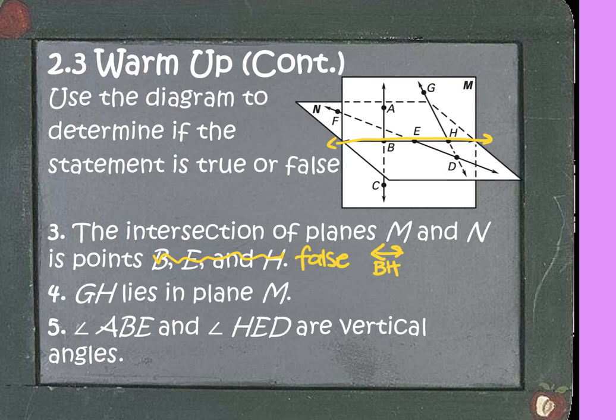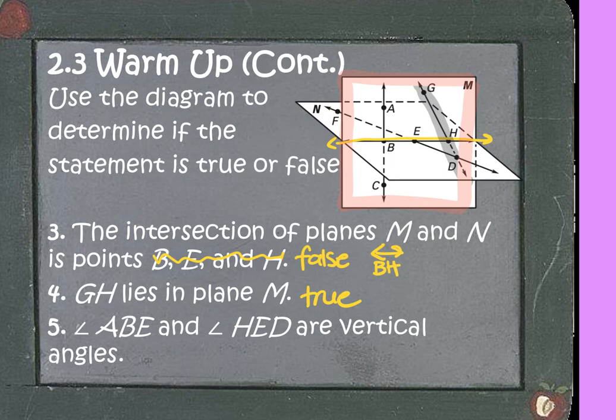I want to do the next question. Oh, okay. So the next question says GH, which is this line here, lies in plane M. True or false? True. Good. Do you have to explain why it's true? No, only if it's false. Actually, it just says is the statement true or false. So you wouldn't even have to explain if it said explain why it's false.